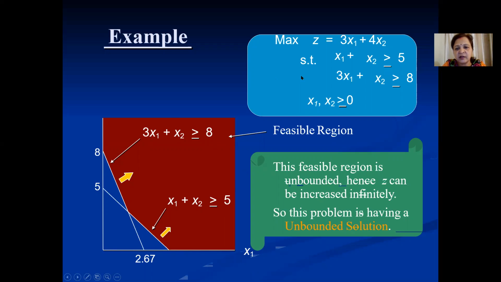We can see that Z can be increased infinitely. So this is a problem having an unbounded solution. In this case, we can increase the values of x1 and x2 in an unbounded way, and in this case there will be no optimal solution.